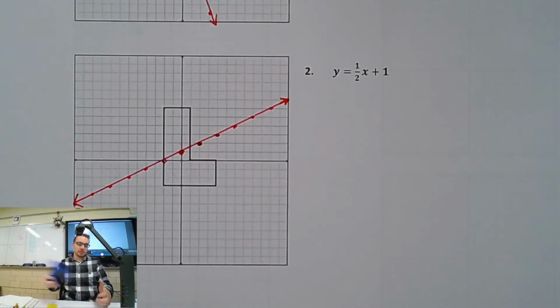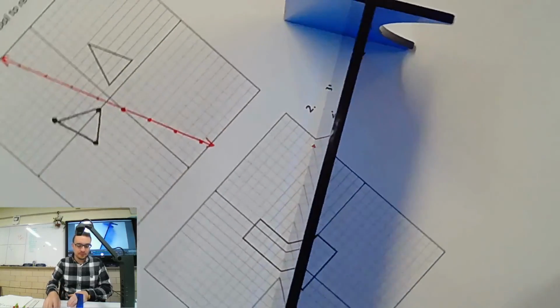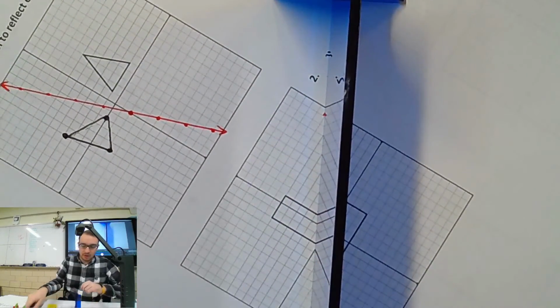So that's line of reflection. That's where your reflection tool is going to go. This one's going to get bizarre. So turn the paper and be ready to draw what you see.